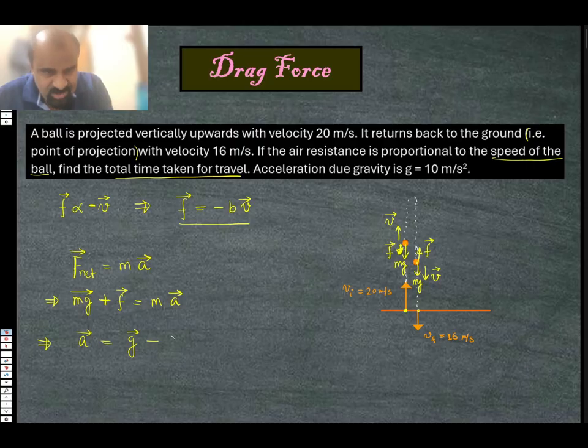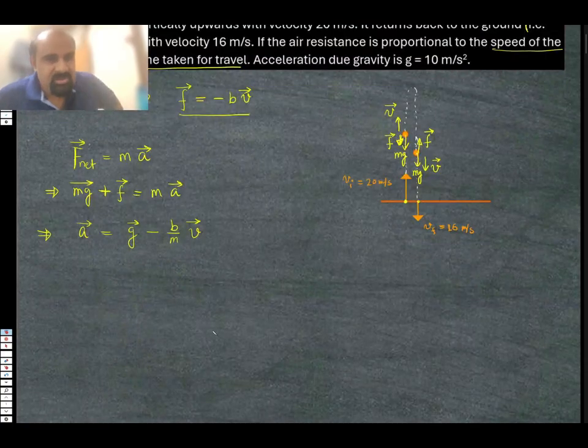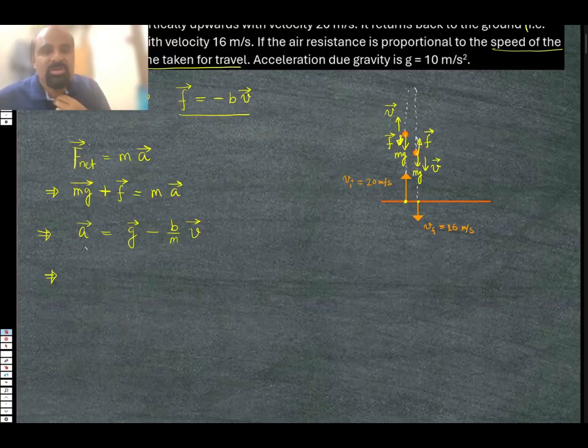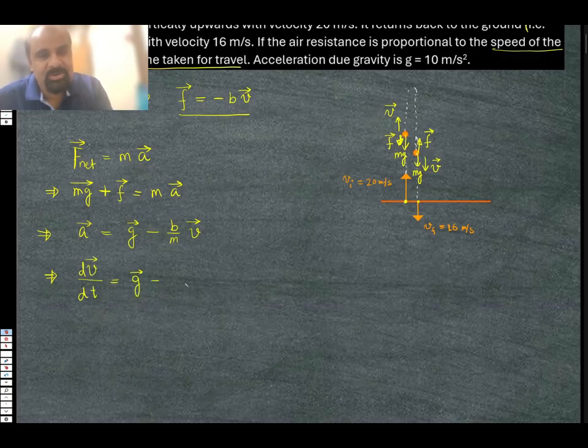and plus, or rather minus, b by m v vector, because this force is going to be minus b v vector. See, and I'm dividing it with mass. Now I have to find total time taken. So this acceleration I'm going to write as dv by dt, dv vector by dt. Everything I'm writing in vector form. That's the beauty, and you will see why I am doing it.